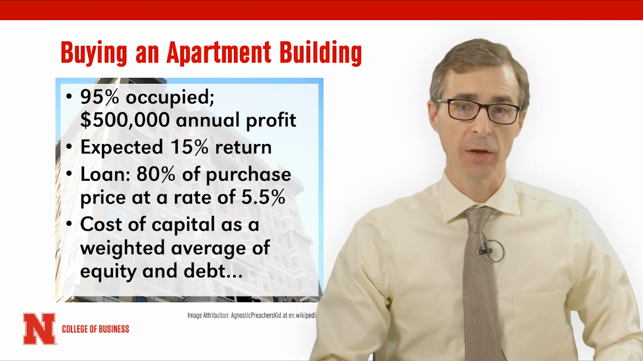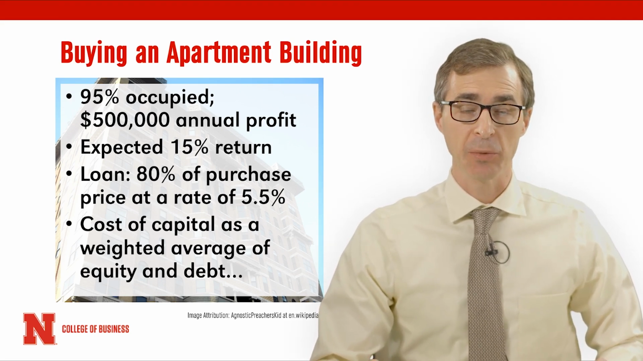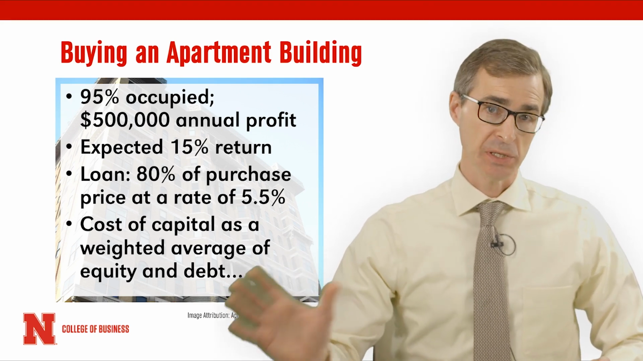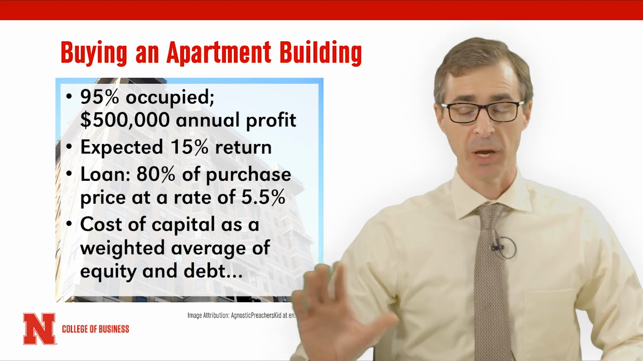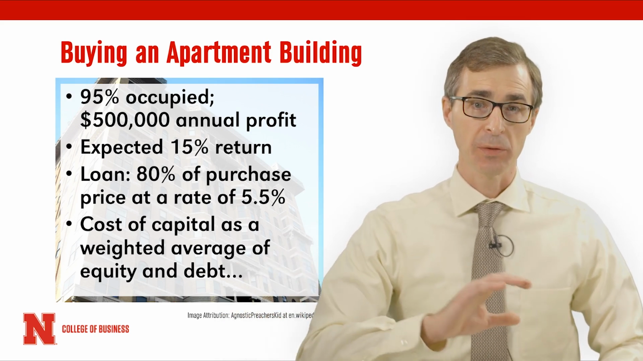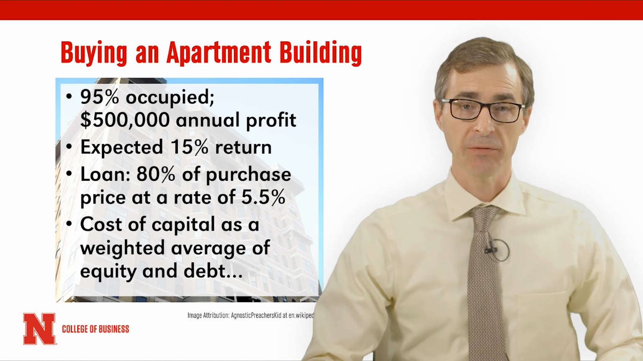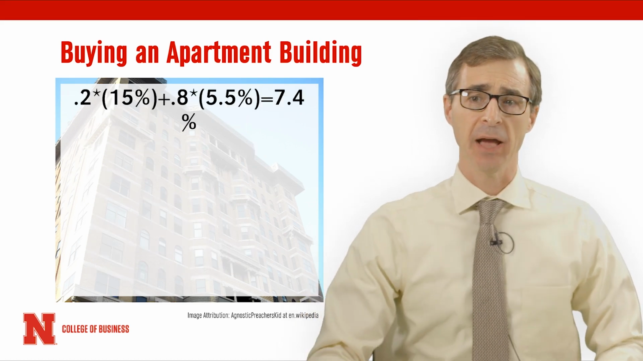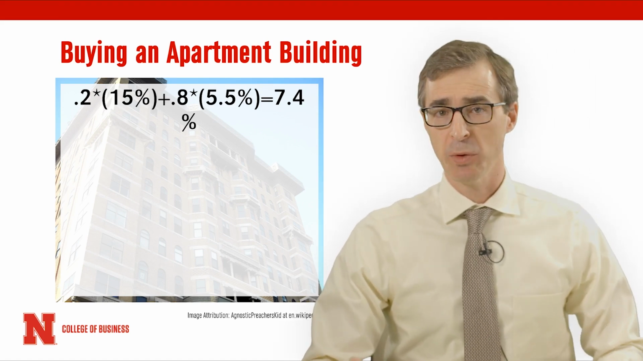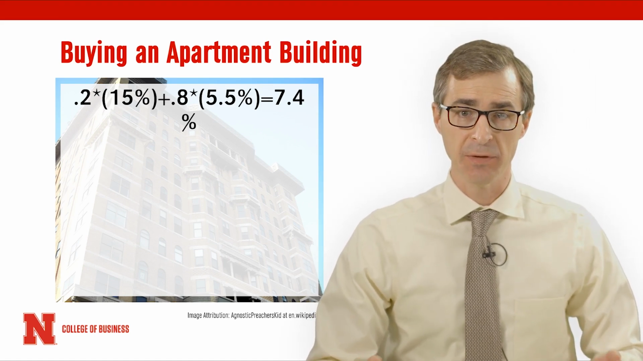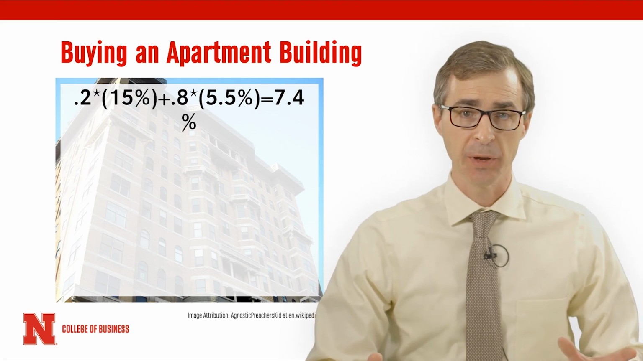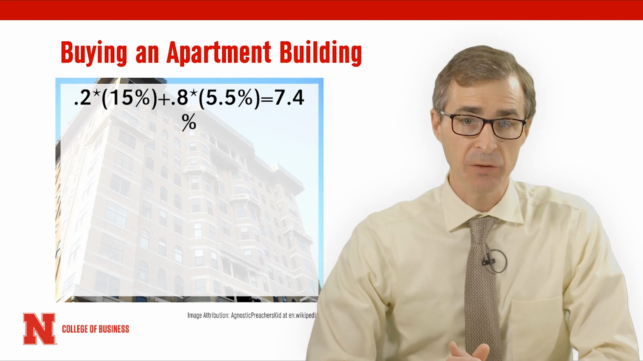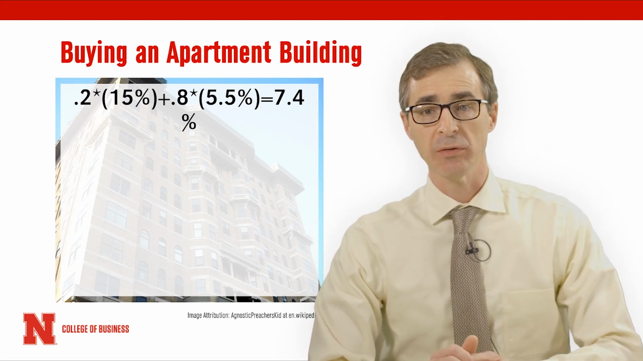Mr. Matthews' total cost of capital, or weighted average cost of capital, needs to combine the 20% piece of the capital that requires a 15% rate of return with the other 80% on which he's required to pay a 5.5% rate of return. We can calculate this weighted average cost of capital as 20%, or 0.2, times 15%. That's the equity investors who are demanding 15%, plus 0.8, or 80%, times 5.5%, representing the bank's rate of return, and the weighted average is 7.4%.